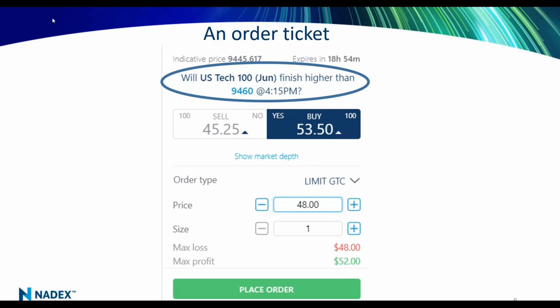Now you'll notice that this expires in, when I did this one, it had 18 hours left. I think I might have grabbed this one evening and it was a daily contract. So it tells you right on top, there's 18 hours left. It also gives you an indicative price. At the moment that I was looking at this order ticket, the NASDAQ was at 94.45. So it was just below the 94.60 level.